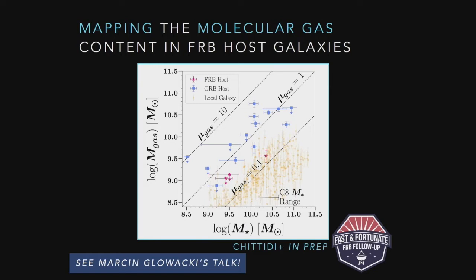This is the molecular gas mass as a function of stellar mass for a few FRB hosts compared to long GRBs, as well as local galaxies from the IRAM survey. And you can see that these FRB hosts are pretty comparable to the local galaxy group. And so what this tells us is that the star formation mechanism within these FRB hosts is similar to that taking place in typical star-forming galaxies. And I will just highlight Marcin's talk later today on an exciting H1 detection.